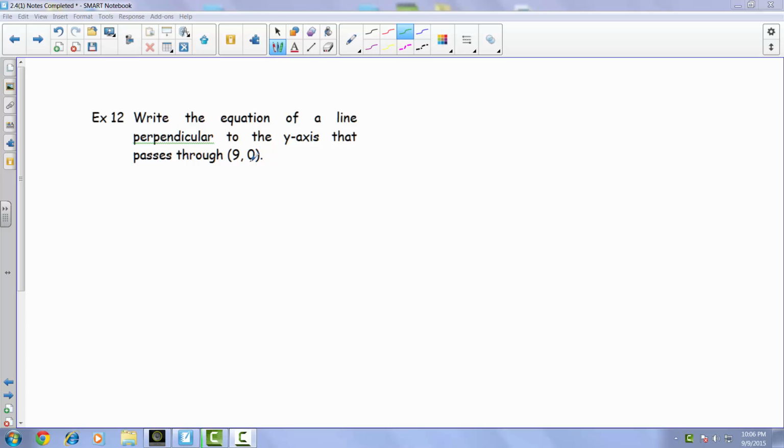Here we are at example 12 from our 2.4 number 1 set of notes. We're asked to write the equation of a line that is perpendicular to the y-axis that passes through this point (9, 0). So if we just draw a rough sketch, we are looking for an equation of a line that is perpendicular to our y-axis.